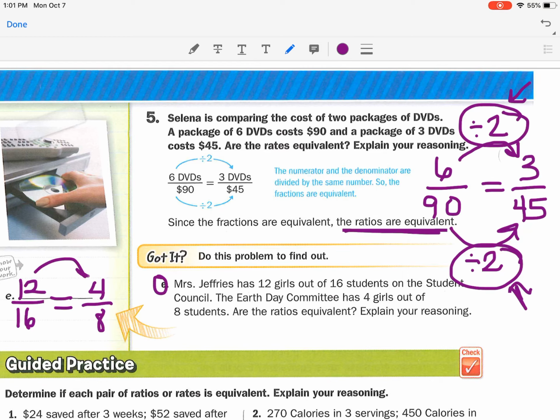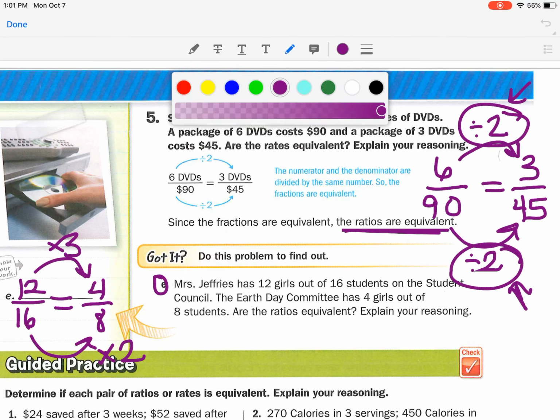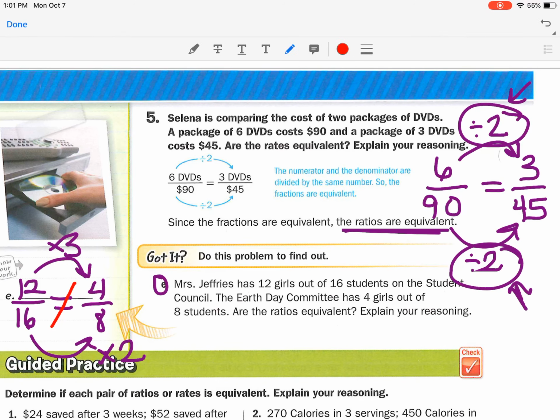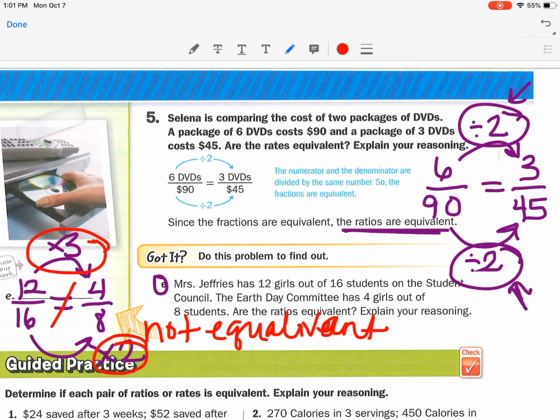All right, how do I get from here to here? I end up multiplying by 3. And how do I get from 16 to 8? I multiply by 2. So are they equivalent? No, they are not equivalent, because we had to multiply by 2 on the bottom and multiply by 3 on the top. We did not do the same thing.